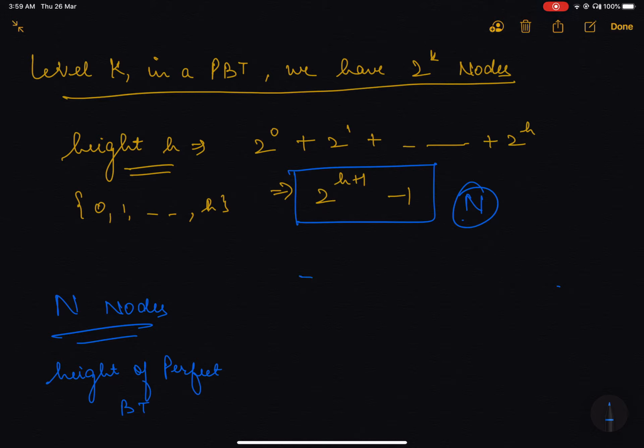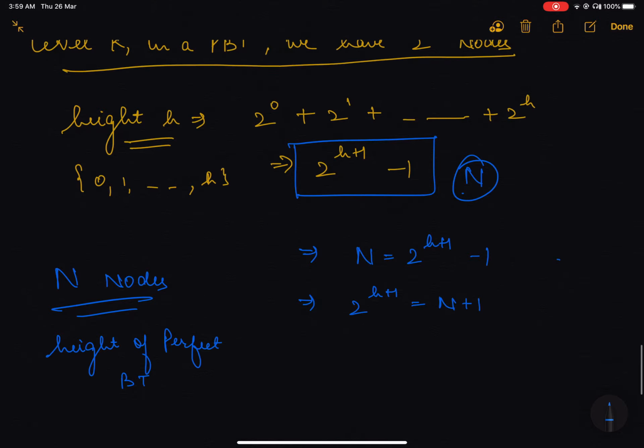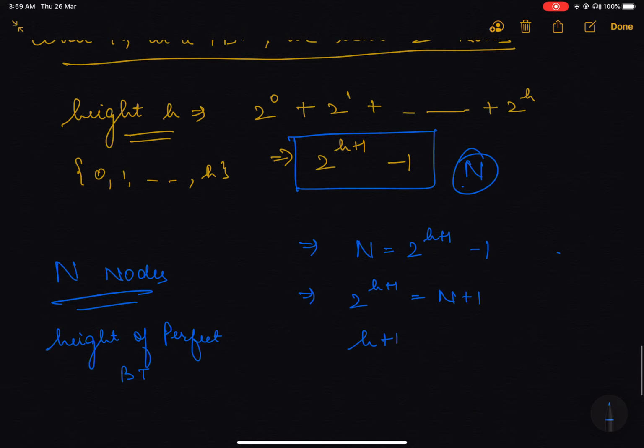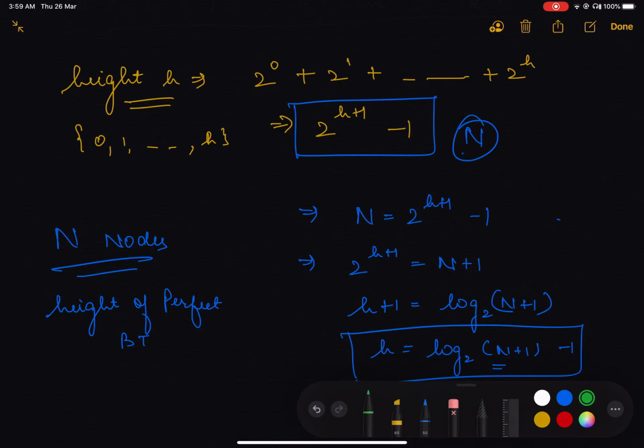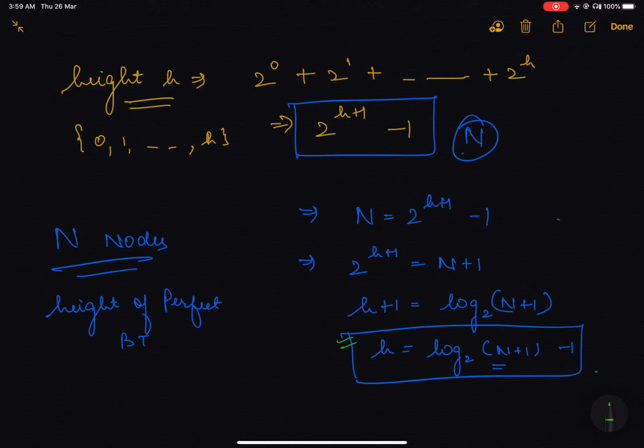From this equation, we can see that n is nothing but 2 to the power height plus 1 minus 1. Doing some maths, we see 2 to the power height plus 1 is equal to n plus 1. Taking log on both sides, we get height plus 1 is equal to log to the base 2 of n plus 1, and height is equal to log to the base 2 of n plus 1, minus 1. Thus, for a perfect binary tree of n nodes, the height of the binary tree is log to the base 2 of n plus 1, minus 1.